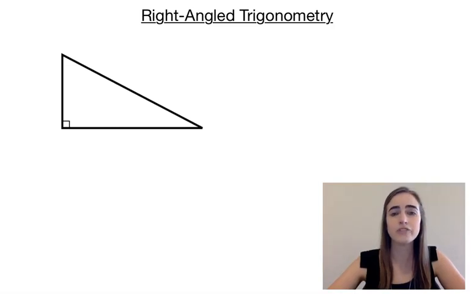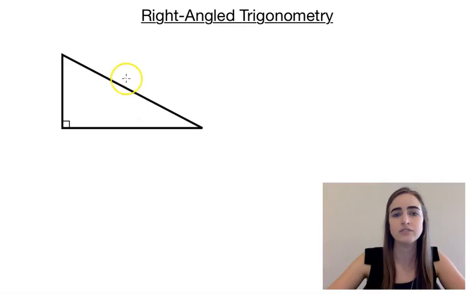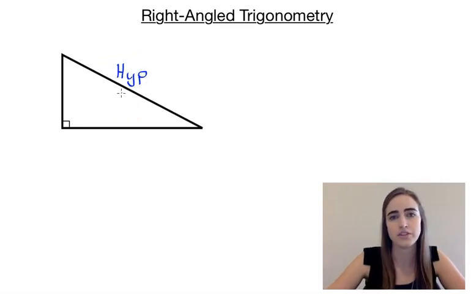In this video, I want to have a look at right-angled trigonometry. So we'll start off having a look at this right-angled triangle. So this side here, it's the longest side of the triangle and it's opposite our right angle. That side is always going to be called our hypotenuse, or HYP for short.